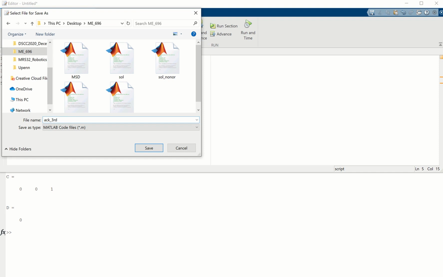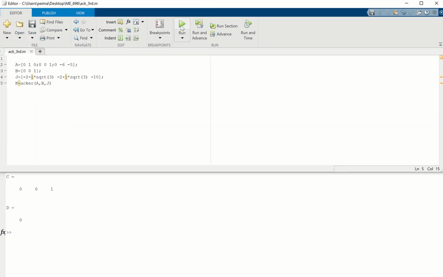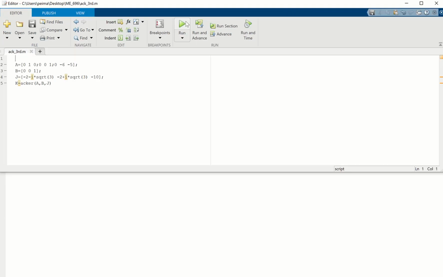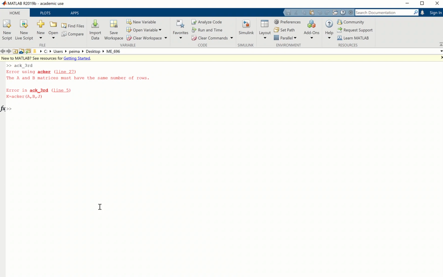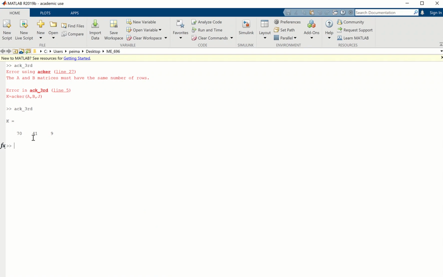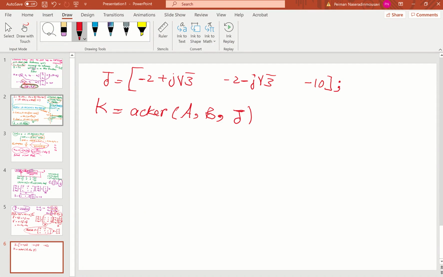Third order system. So if I calculate, let me delete this to avoid confusion with this. So if I run this, here we go. Oh, what's wrong? Oh, stupid mistake. This is colon. Okay, so it's going to give you 70, 41, 9, guys. So this is going to give you this gain matrix. For this problem, this is going to be 70.